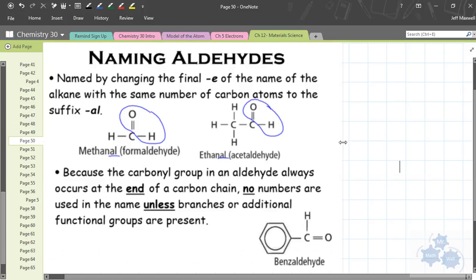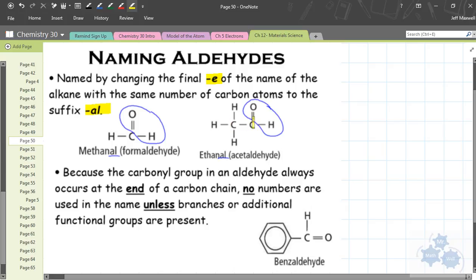All right, naming aldehydes is pretty easy. If you have one carbon with four H's, that would be methane. If you have one carbon double bonded to an O with hydrogens here, and you can see here's the aldehyde group, right? Then you just change the end of the name. So methane, you change it to methanal. Not methanol, which is close to alcohol, but methanal.